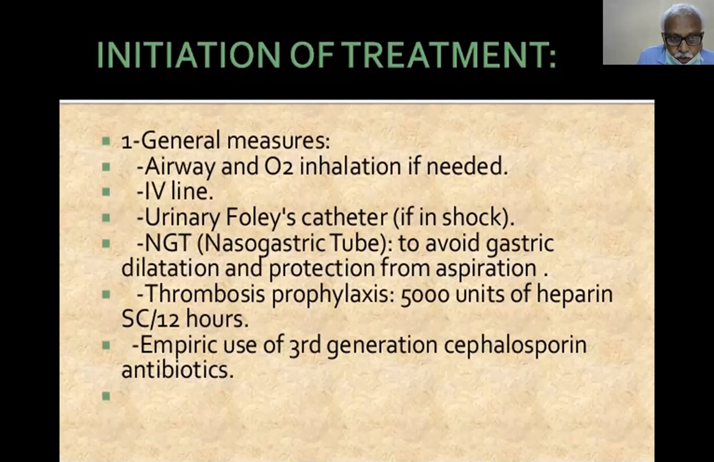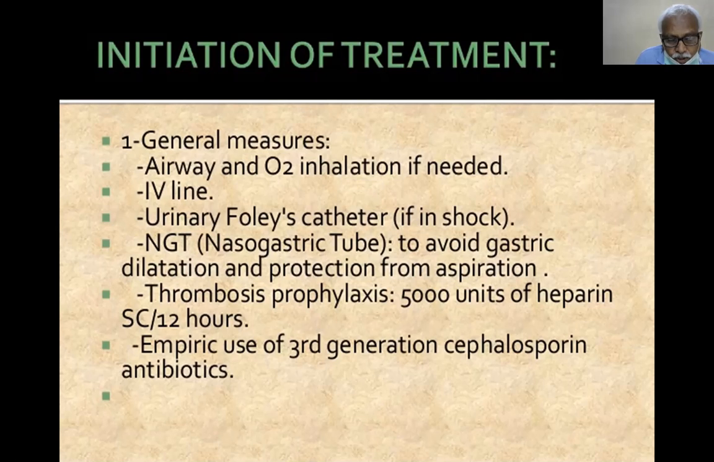NGT, a nasogastric tube, should be given to avoid gastric dilatation and for protection from aspiration. Otherwise he will unnecessarily aspirate the gastric contents into the respiratory tract, into the trachea, if we just leave it like that. So to avoid gastric dilatation, we have to put him on a nasogastric tube, Ryle's tube, and continuous bladder drainage. These are the two mandatory things when we admit a patient of diabetic ketoacidosis in coma.